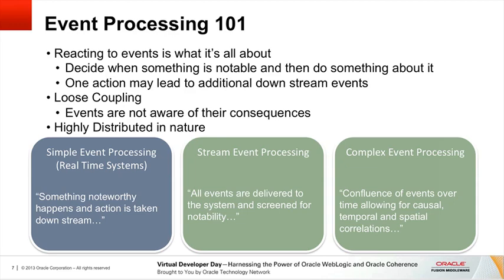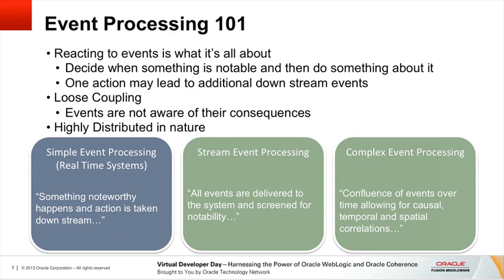In an event-driven architecture, it's important that there's a loose coupling between events and their actions. This allows for a highly distributed system where things aren't related to one another. And what it means is that events need not and should not be aware of their consequences or their actions. When we build a real-time system, often we're responding to many events all at once, and therefore it's important that these systems be highly distributed in nature.